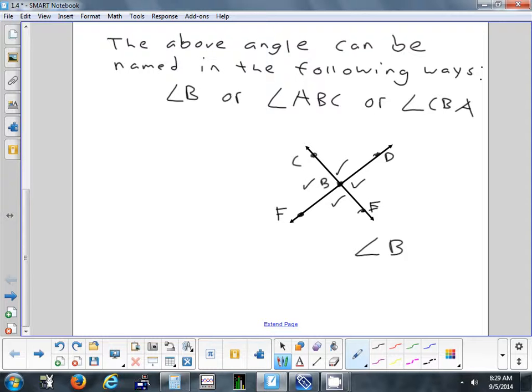So in a picture like this, you'd have to use the three-letter naming. If you want to talk about the angle on top, it's CBD or angle DBC. If you want to talk about the one on the bottom, it's FBE or EBF. Okay? But using a single letter won't work here.